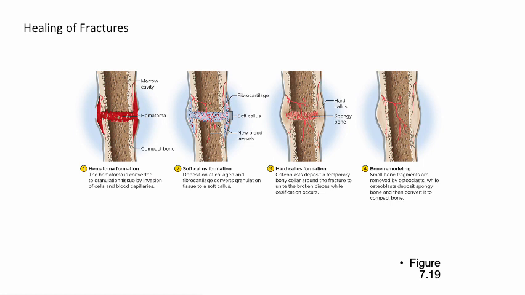Okay, and then it's going to start becoming a hard callus. So osteoblasts are going to start depositing bony tissue around the fracture site, and they're going to keep depositing it until both broken pieces basically are connected back together. And then there's bone remodeling. So small bone fragments are going to be removed by the osteoclasts, while the osteoblasts keep building spongy bone and then turn it into hard bone.